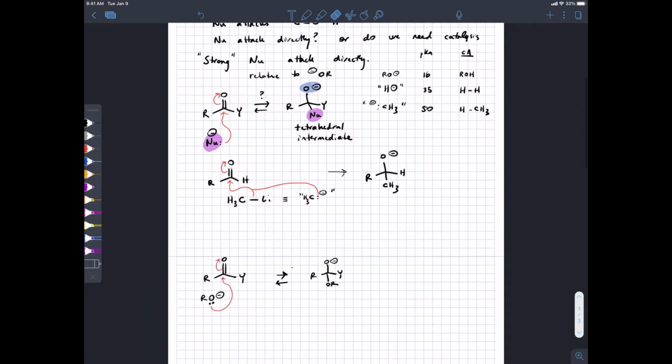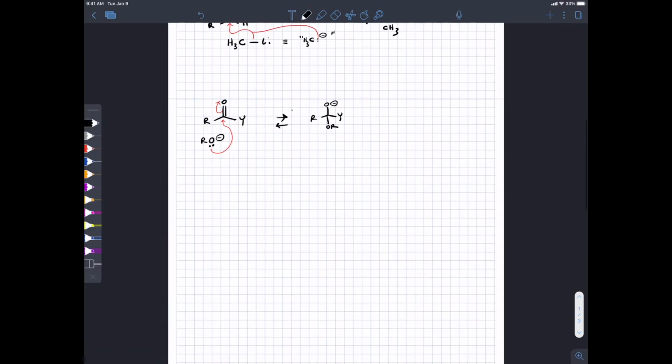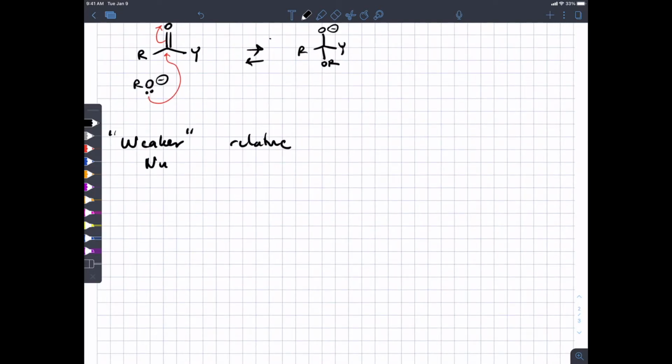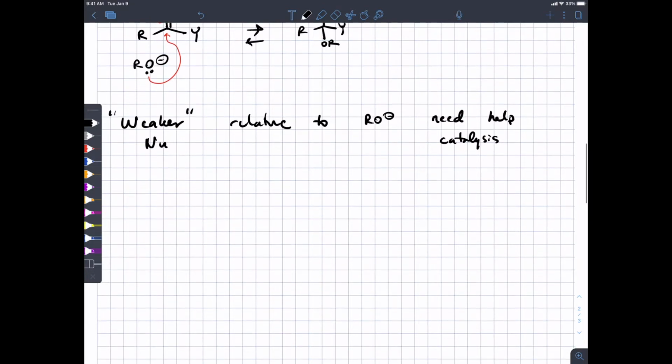So let's talk about weaker nucleophiles. Weaker nucleophiles, again, that's relative to negatively charged oxygen. Weaker nucleophiles need help in the form of catalysis to make the reaction go.